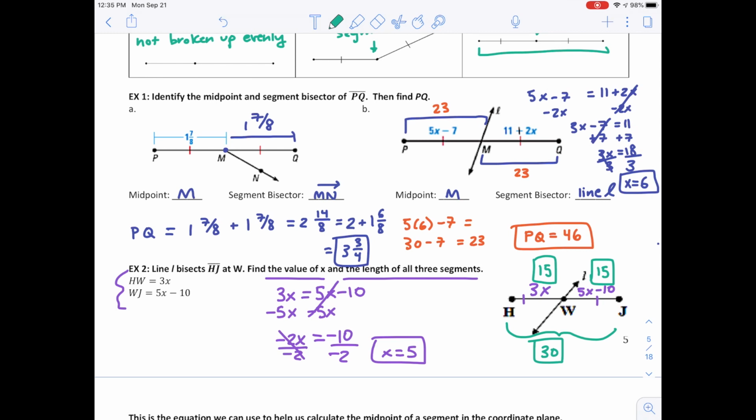So that's a bit of a crash course as we've talked about midpoint and segment bisectors. And that also gives you an example of how you're going to set different aspects of the diagram equal to each other to find variables, and then use the variables to find different lengths. All right, let's move on to the back.